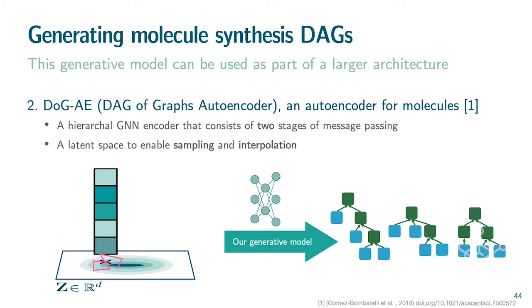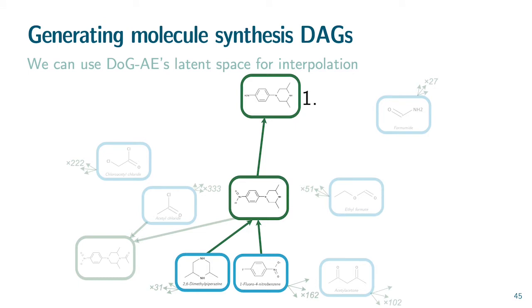As well as using DOGAE for sampling new synthesis DAGs, we can also use such a model to perform interpolation in molecule space. To demonstrate this, on the next few slides, I'm going to show the different DAGs we decode to when performing a random walk in the latent space around a DAG in our training dataset. So this process is summarized by the cartoon on this slide. We will move randomly about locally in the latent space and decode out to different DAGs.